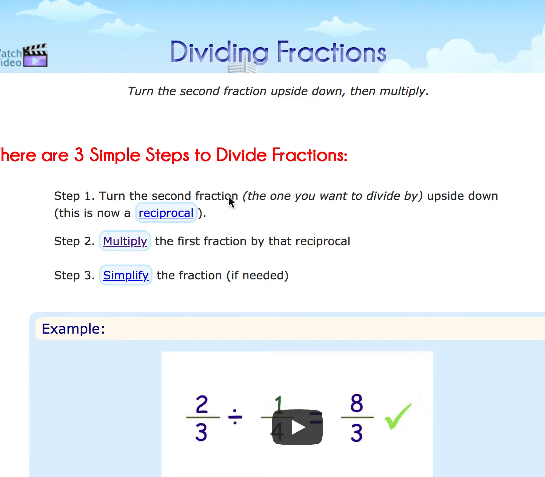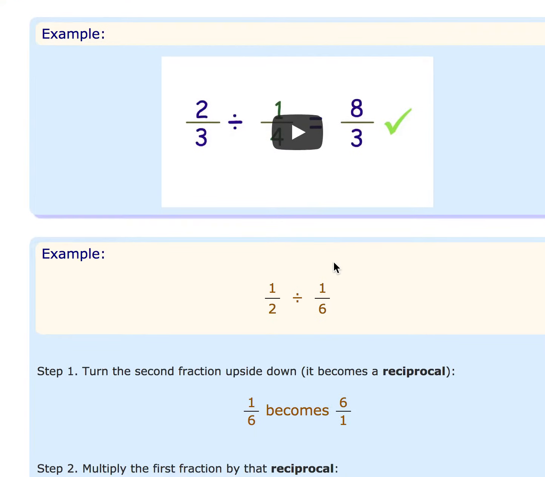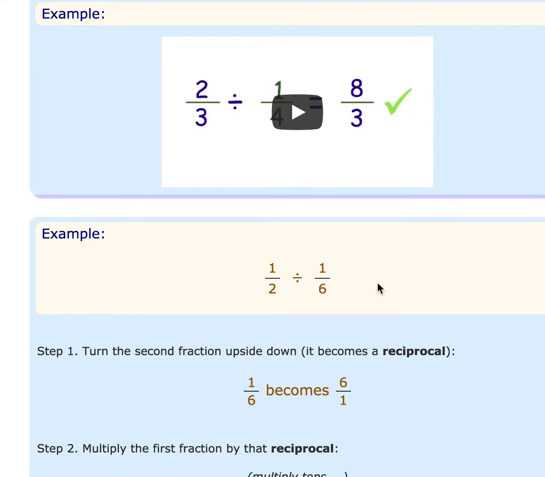So you turn the second fraction upside down, then you multiply those two fractions together just like in multiplying fractions, and then you simplify it. So it's multiplying fractions with a little flip at the start. Here's a way of looking at it.